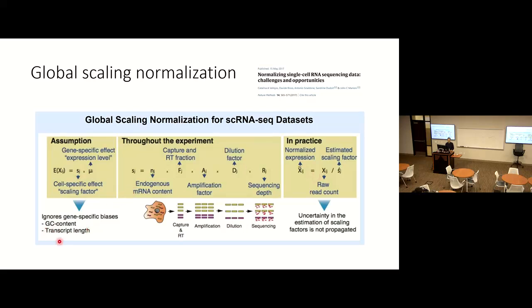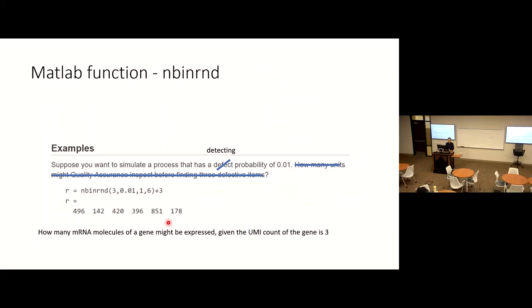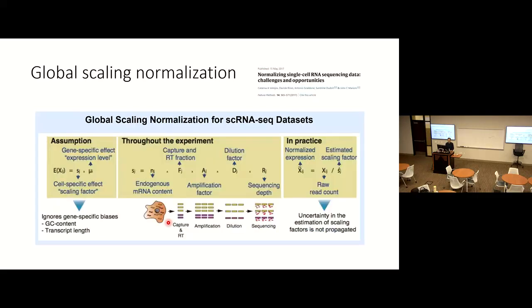You also consider GC content and transcript length. A gene may have different GC content, which will bias the detection. You can put in all the amplification, capture, and dilution, everything. You come up with a good estimate of the real mRNA concentration in the cell if you observed a certain number of UMI. So the procedure can be very complicated, but the idea is to use this probability.